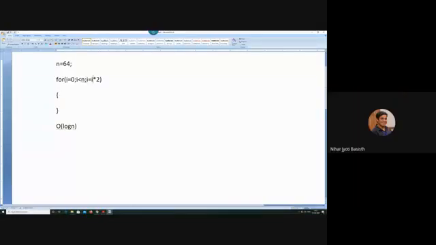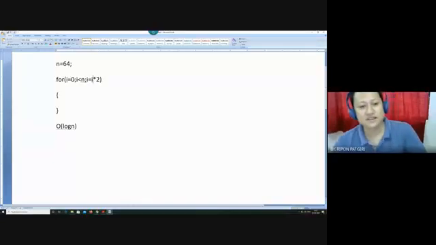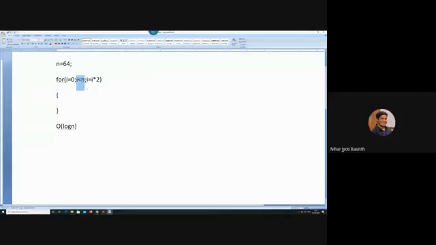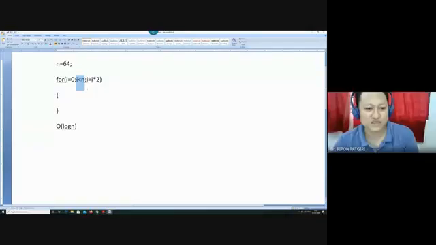Again check, 0 is less than n. Again check, 0 will never increment. 0 will always remain 0. So this condition is always true up to infinite time. Understood? Right.